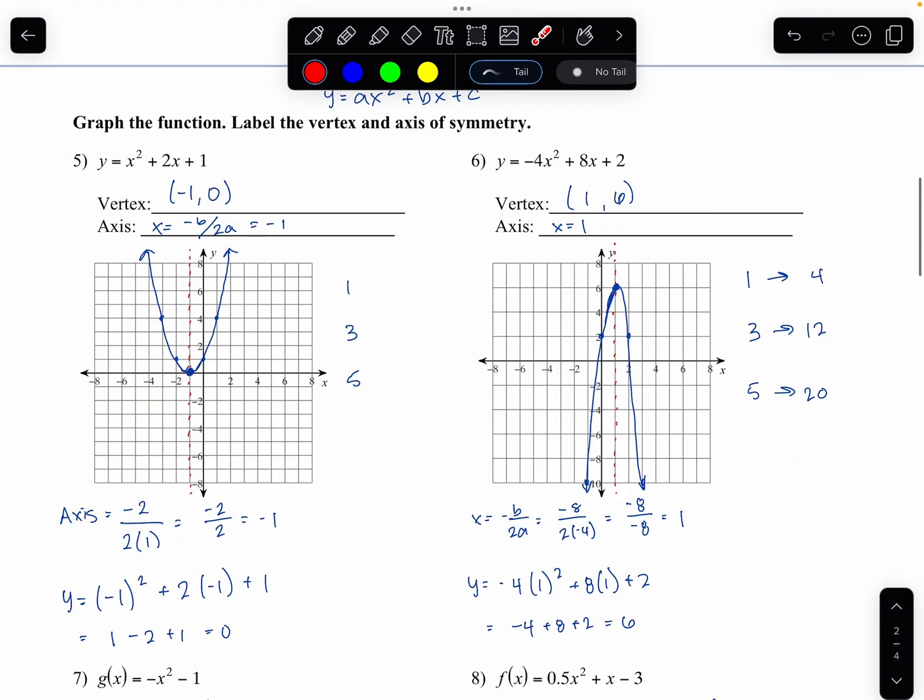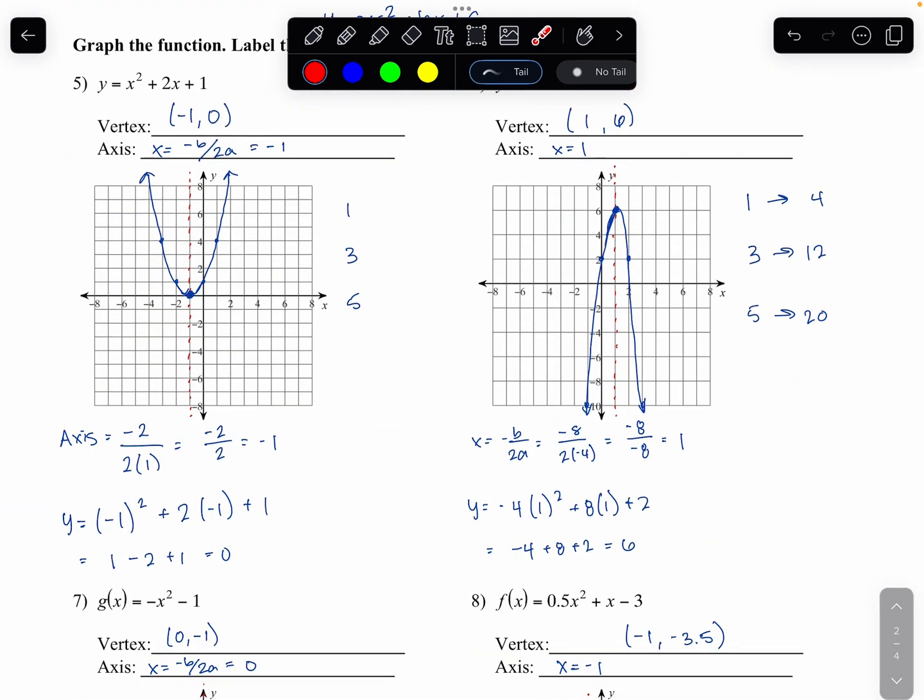Now, where is the function increasing and decreasing? So let's take this example. So going left to right, the function here, if you take your pencil and move it down, this is going in a downward motion if you move left to right.